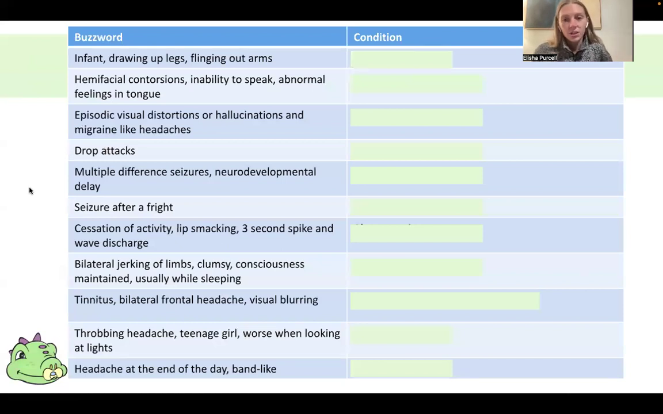So we've finished the neurology section now. Great job, everyone. Hopefully you found that helpful. Let's do a quick revision, matching up these buzzwords with the condition.